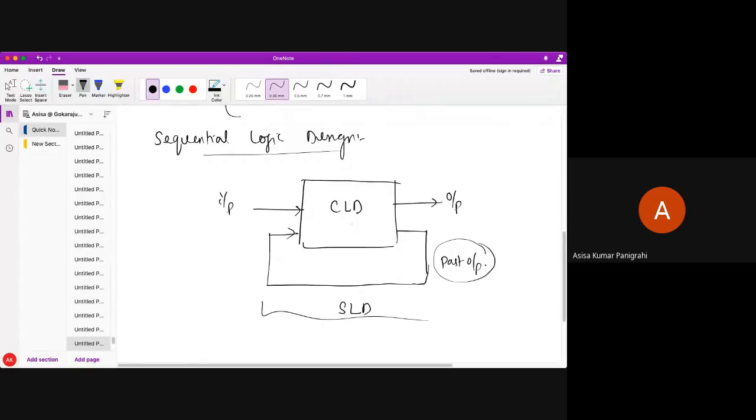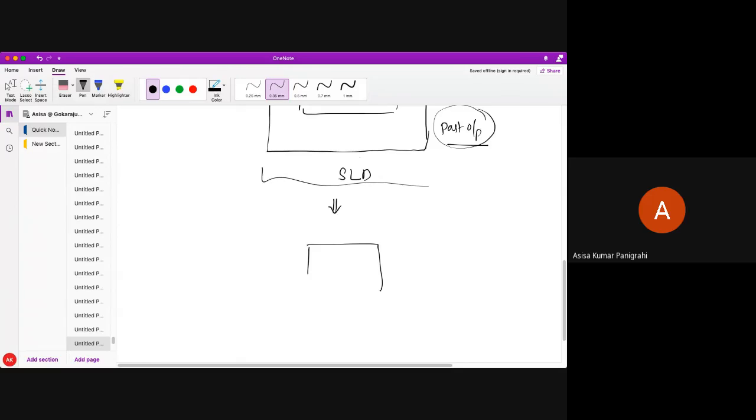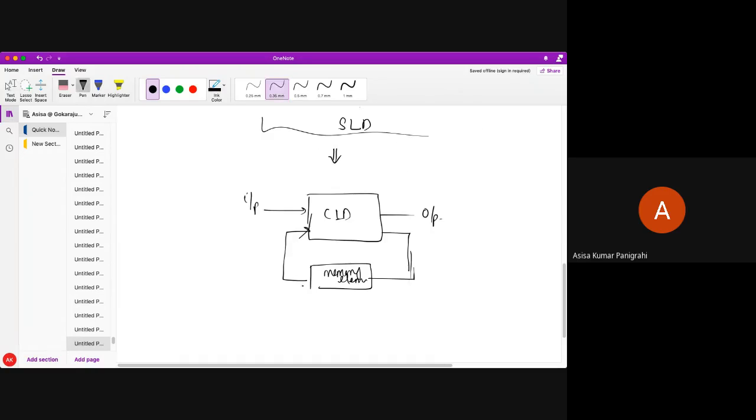This past output needs to be stored in some place, and whenever required, it is fed back to the input side. So in order to store this past output, we will have a memory element. It will actually store the past output. So we have CLD, this is the present output, this is my present input, and the past output will be fed back through the memory element. This is called sequential logic design. This memory element actually stores the previous output.